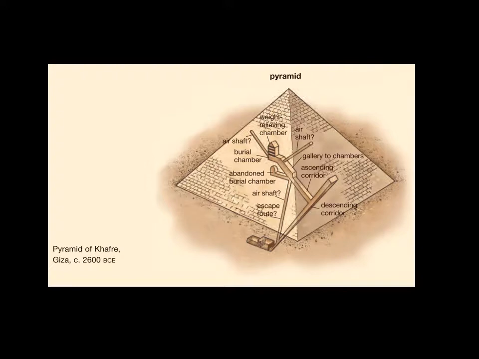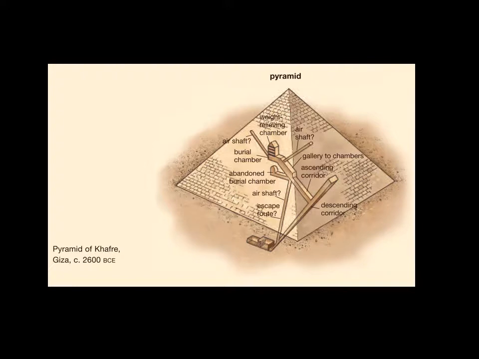But here on the inside, there would probably be a primary burial chamber, but there's also several abandoned burial chambers. They might be for the real burial. They might be sites that were abandoned because of stability issues. I would presume that the real burial chamber is the one that's under that weight-relieving chamber.